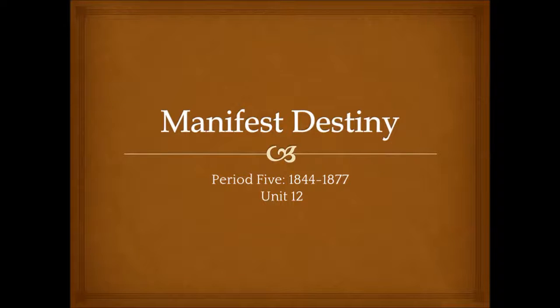Okay, kiddos, so we are finally in period five. For the next few weeks, many weeks, we are going to be talking about the time period between 1844 and 1877. So, let's start that time period with Unit 12 and Manifest Destiny.